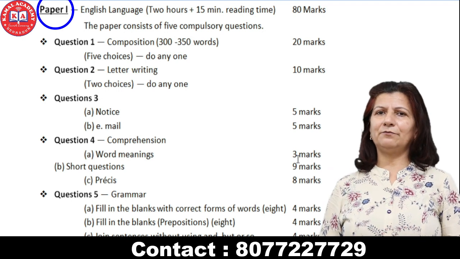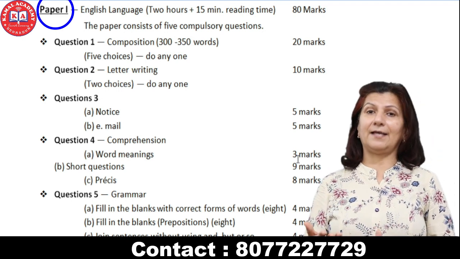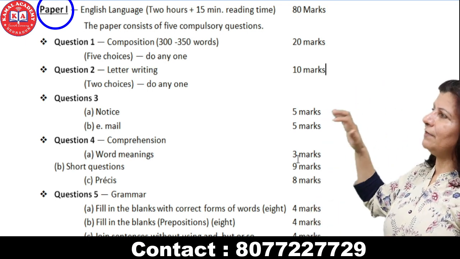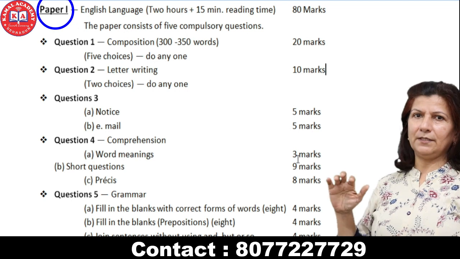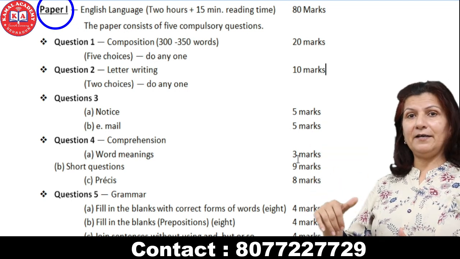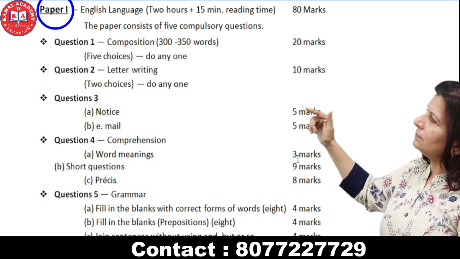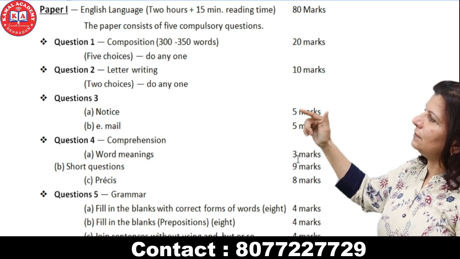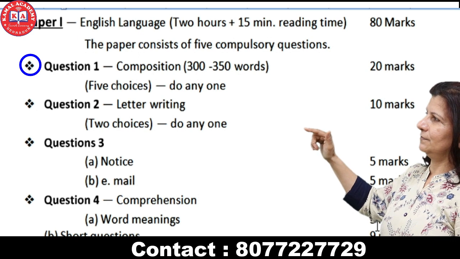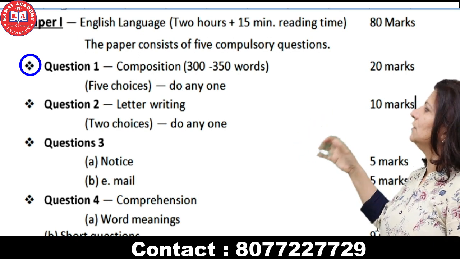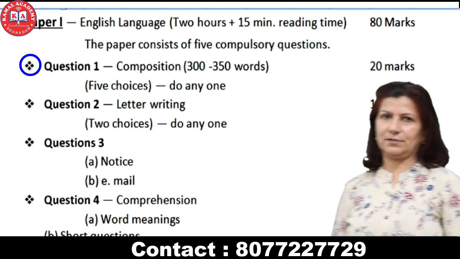Now let's have a look at what the language paper looks like. The language paper has 5 compulsory questions. Okay? You have to attempt all 5. This is what is meant by compulsory. Question 1 is the composition, which you have to write in 300 to 350 words. You shall be given 5 choices.